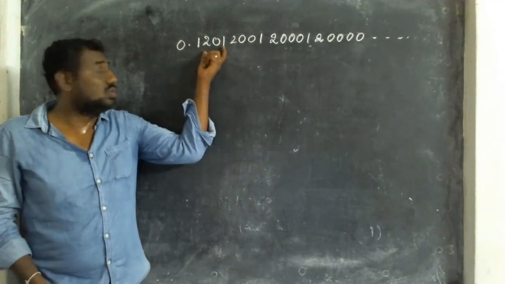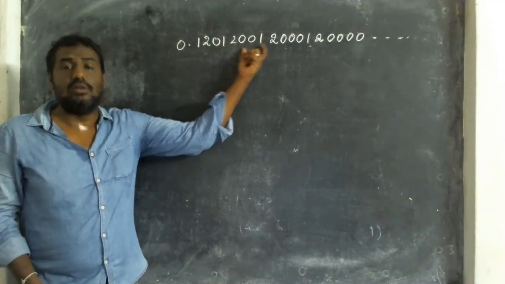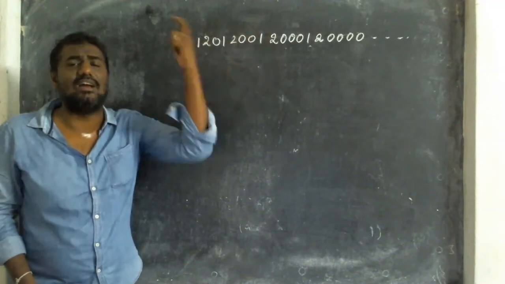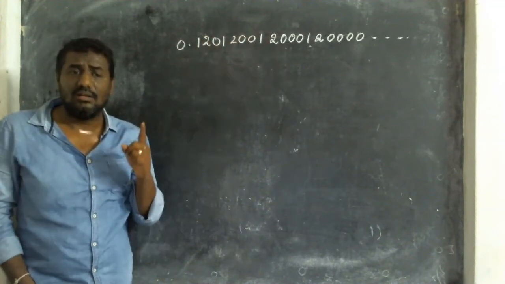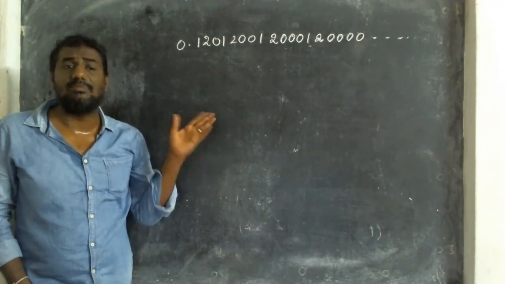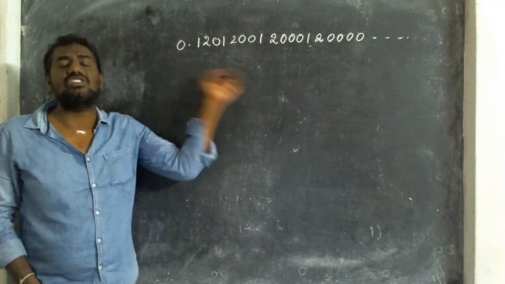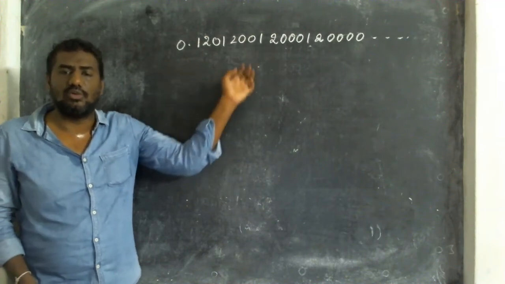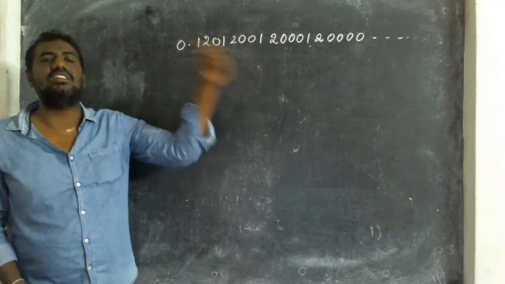If you look at 201, 2001, 20,001, like that, the numbers are different. They are not repeating at all, but they are non-terminating. So this is called an irrational number. So just write one answer: it is not possible to convert into p by q because it is an irrational number.